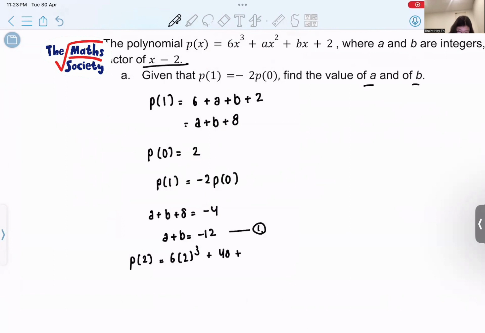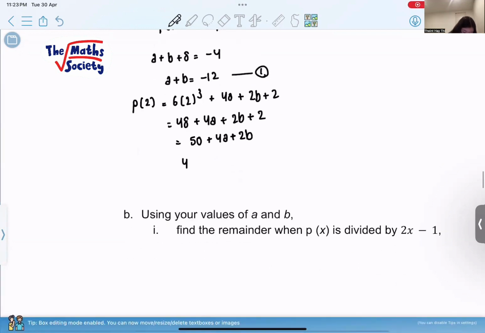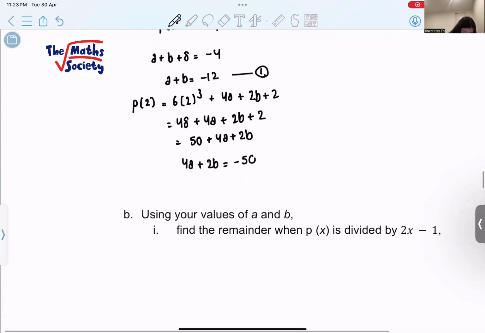Plus bx, which is just 2b as well. And then plus 2. So it's just 8 6 48, yeah. Plus 4a plus 2b plus 2. 50 plus 4a plus 2b. It's going to be 4a plus 2b equals to minus 50.